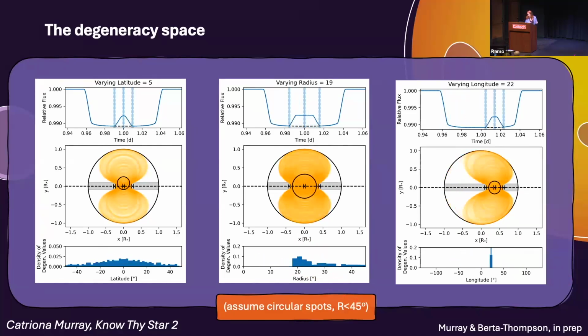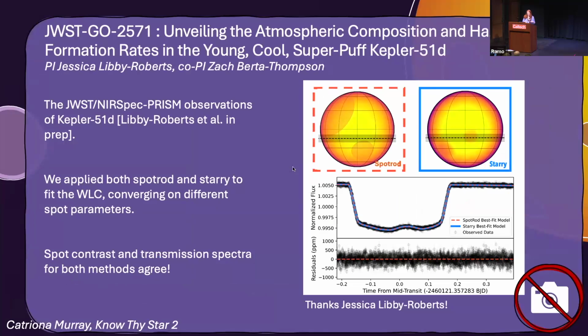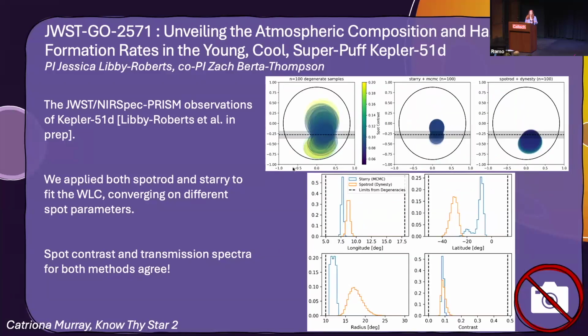So we applied this to a real system, some real data from JWST, Jessica Libby-Roberts' program, GO 2571, observing Kepler 51d. And we see a spot crossing event happening in the middle of the white light curve. And so we took a reduction of this data, and we independently applied spotrod and starry to try and derive the spot parameters. And what you see on the right here is that we converge on vastly different spot parameters for this system. And so I was interested in then applying the degeneracy work I've been looking at to this system and say, are we fully exploring that degeneracy space?